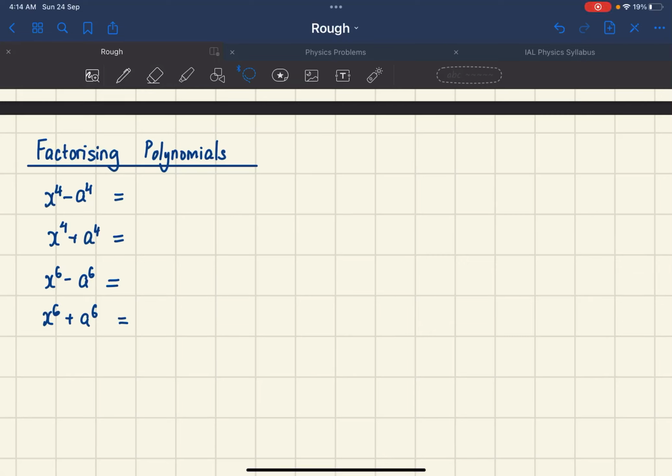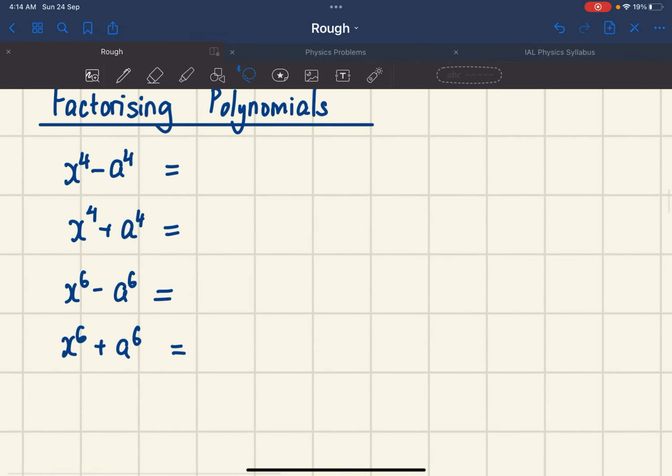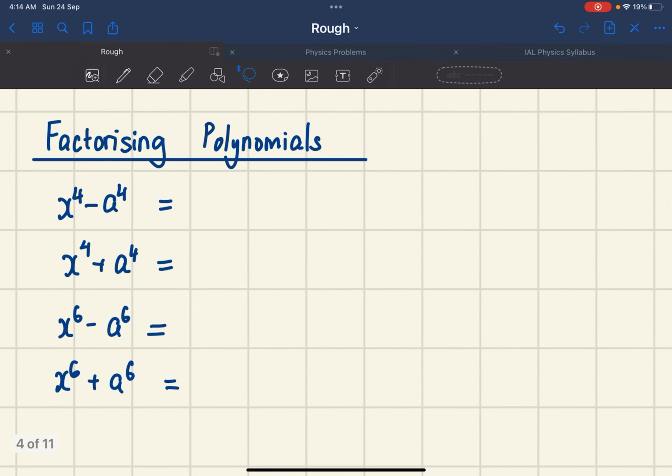Factorizing polynomials is an important step when you want to do partial fractions, which is important for integrating rational functions. So if you master factorizing polynomials, a lot of things become easier, especially in integrating big fraction things.